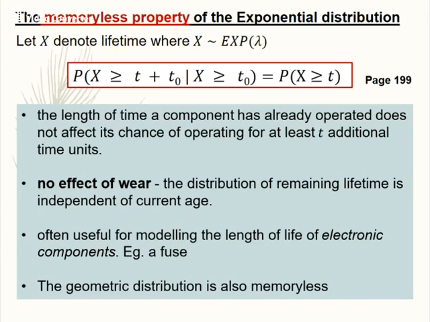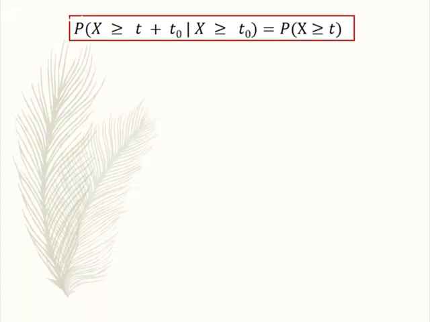Okay, so now you understand, hopefully, what the memoryless property means. Let's prove it. So, in order to prove that this statement is true for the exponential, we need to show that the left-hand side is equal to the right-hand side. So we're going to start off with the left, and then we're going to furnish all the steps that are hidden there and end on this side.